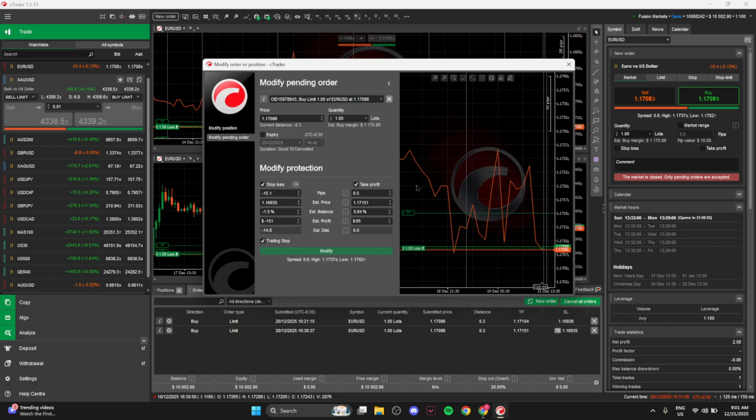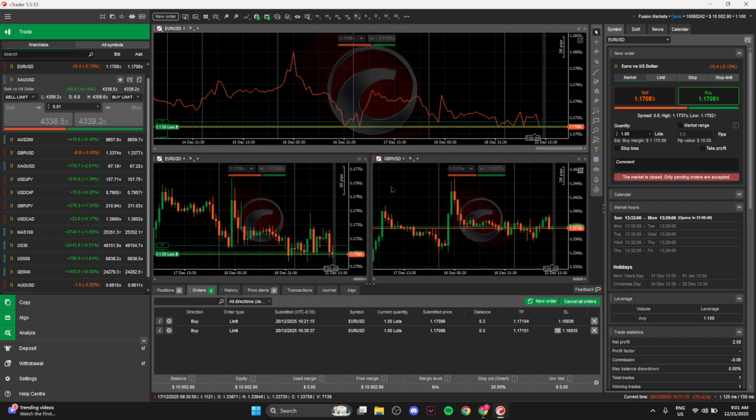Before you finish, double check every field and practice these steps on a demo account until they feel natural. Consistency and clear rules will do most of the heavy lifting.